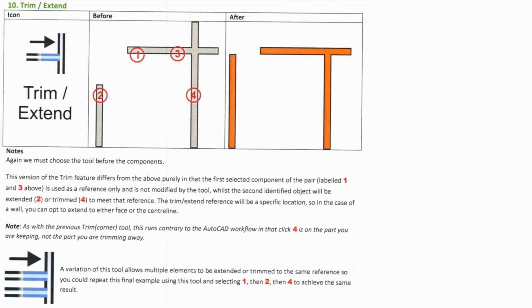Advanced use: you can trim or extend multiple elements to the same reference. Example: click reference 1, then targets 2 and 4 sequentially. Revit will adjust each to meet the reference cleanly.